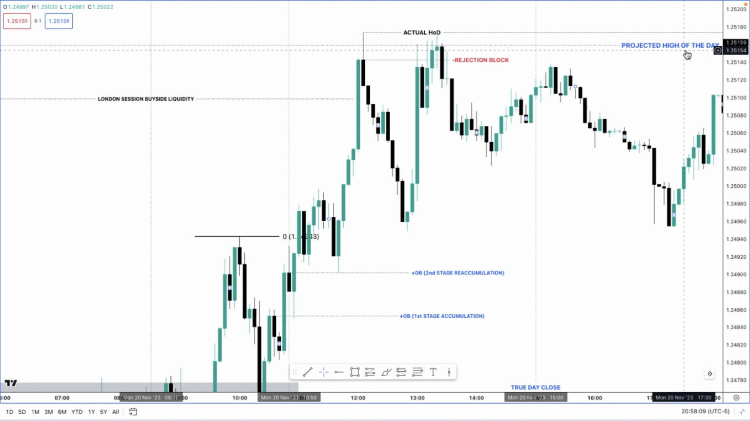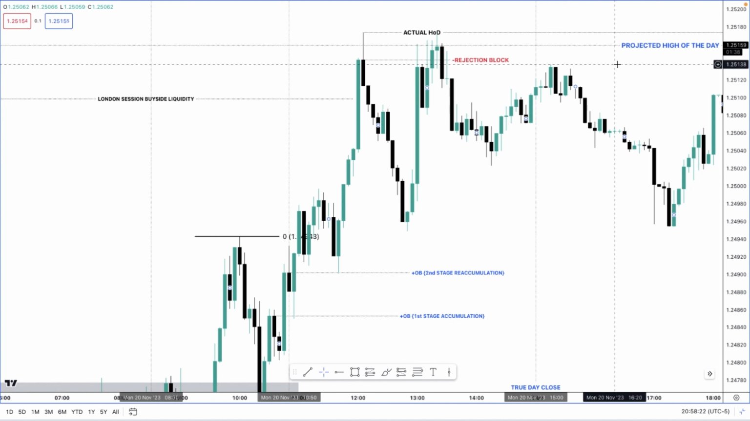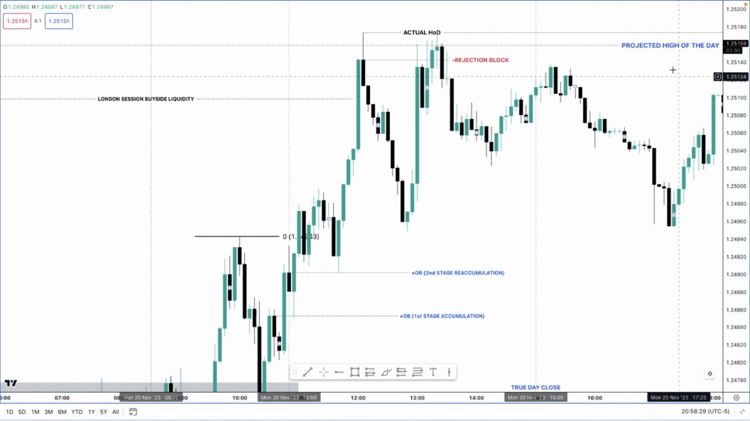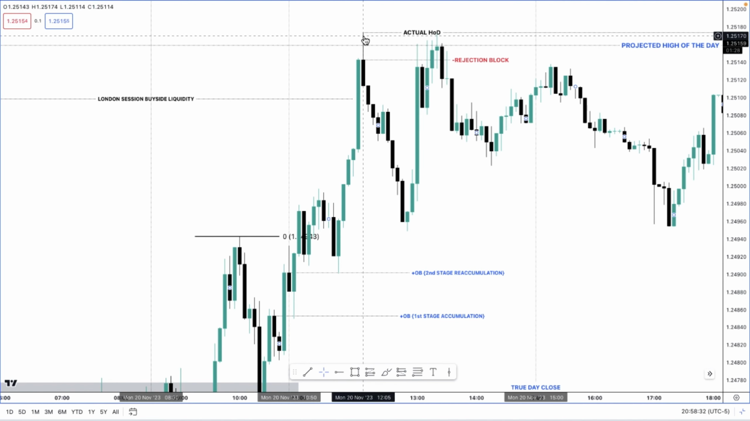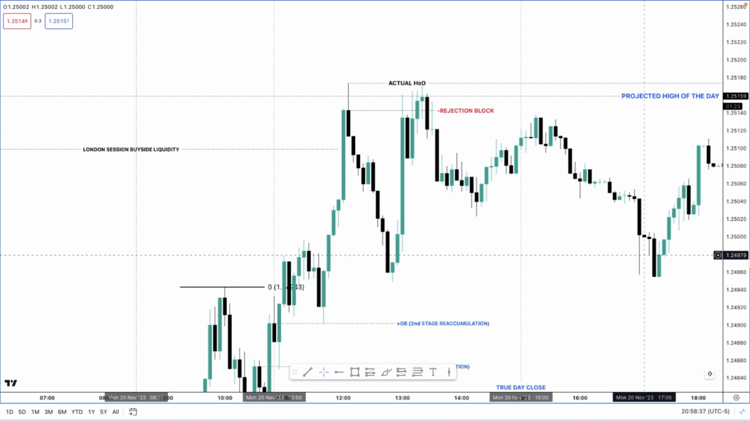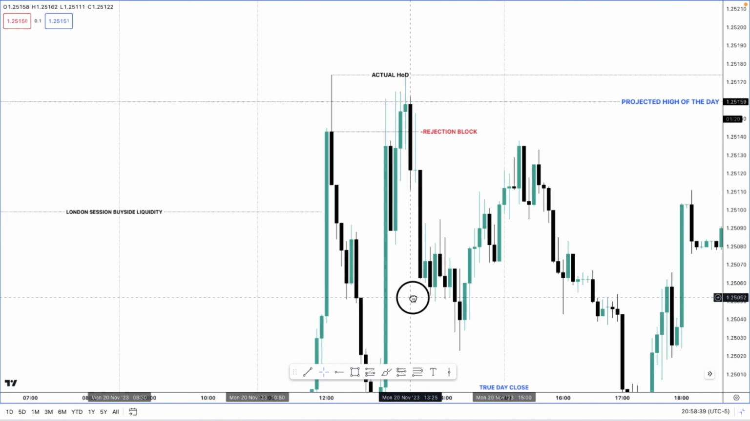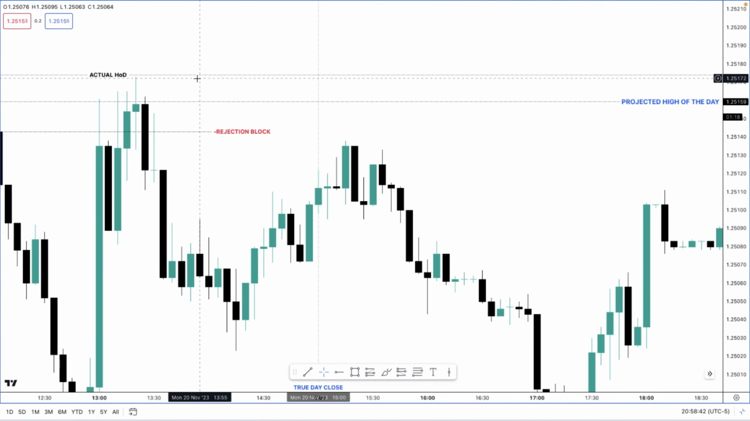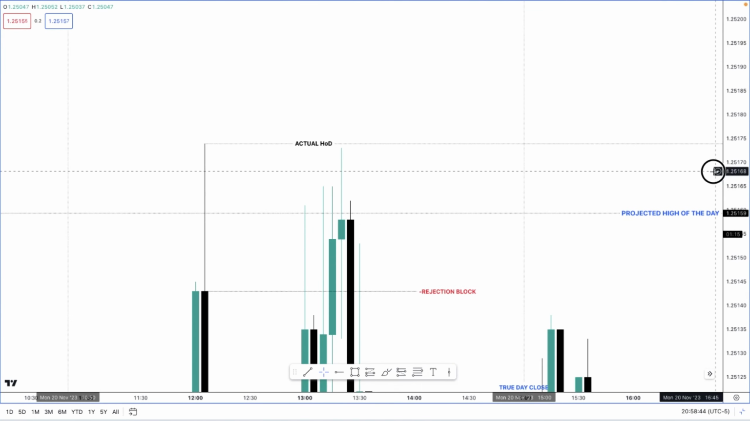Oh, it's itching me. I want to teach you this so bad, but I will not. But never mind how I projected it. Take my word for it. You don't have to, but take my word for it. Look how my estimated high of the day is right there. The actual high of the day, obviously with the first one there, did it actually trade above this high? It did not. How beautiful is that?